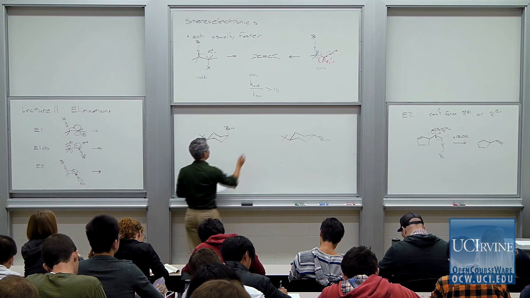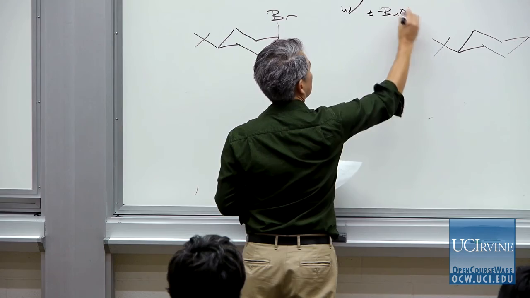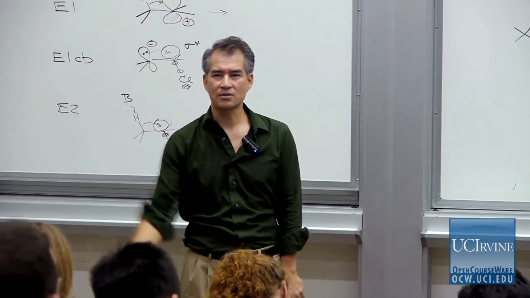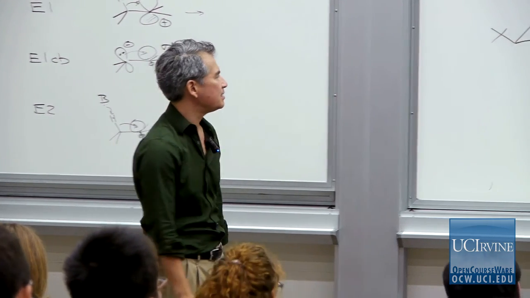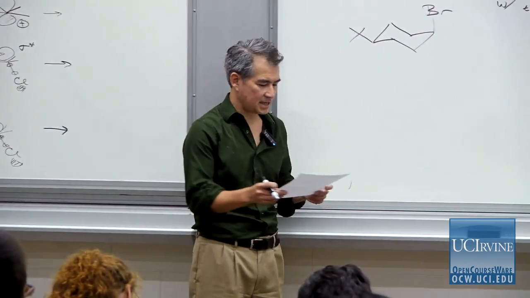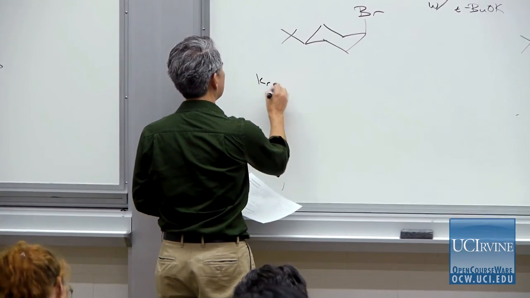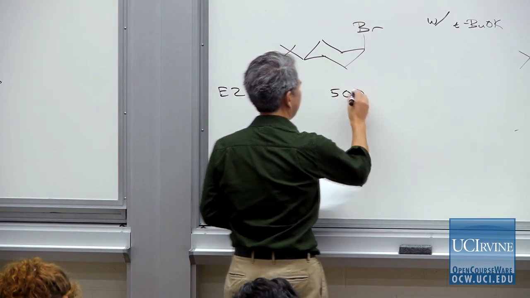So if you do an elimination with potassium t-butoxide, which is a strong base, this will be an E2 elimination. That can't make a stable carbocation, so there's no E1. There's nothing there to stabilize a carbanion, so it's not E1cB. This is going to eliminate through an E2 elimination mechanism. And if you look at the relative rates for E2 elimination, this substrate is 500 times faster.